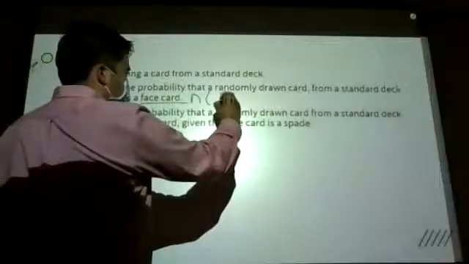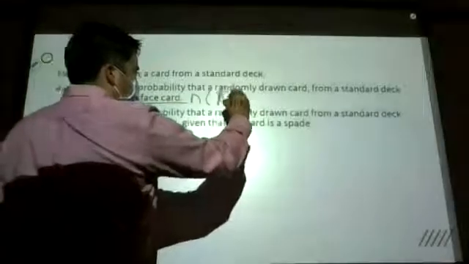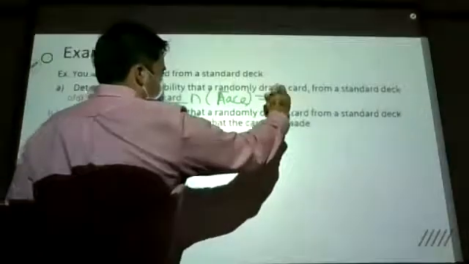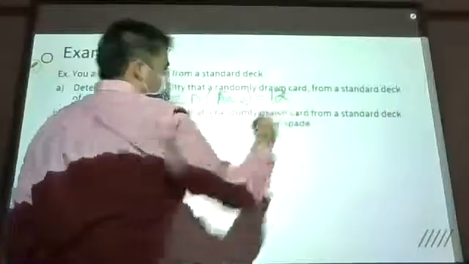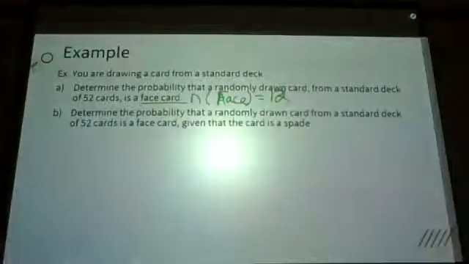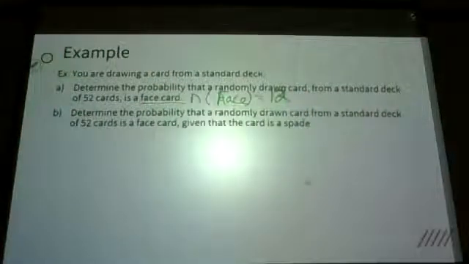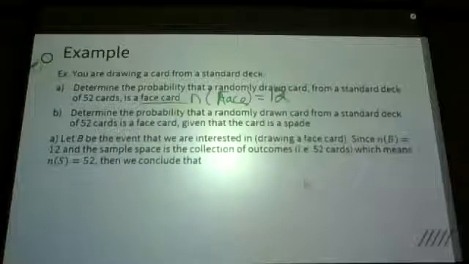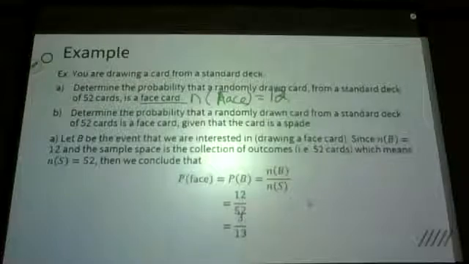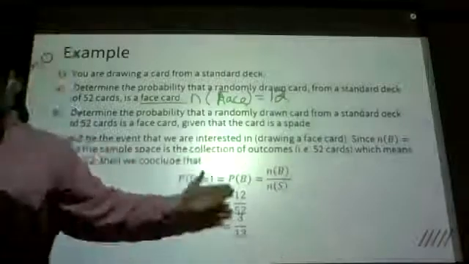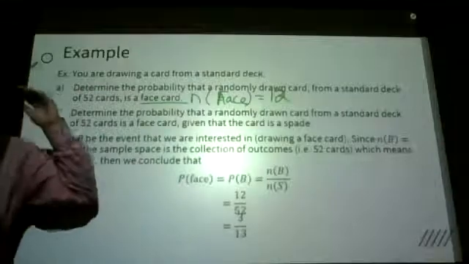I'm actually going to write this down. The number of face cards is 12. There's 12 of them, and then obviously 12 out of 52, which you normally want to reduce, right? So that gets reduced to, and I'm showing all the work here, 3 out of 13. You don't have to show every little step here. I did it for you just to make sure you're following along.